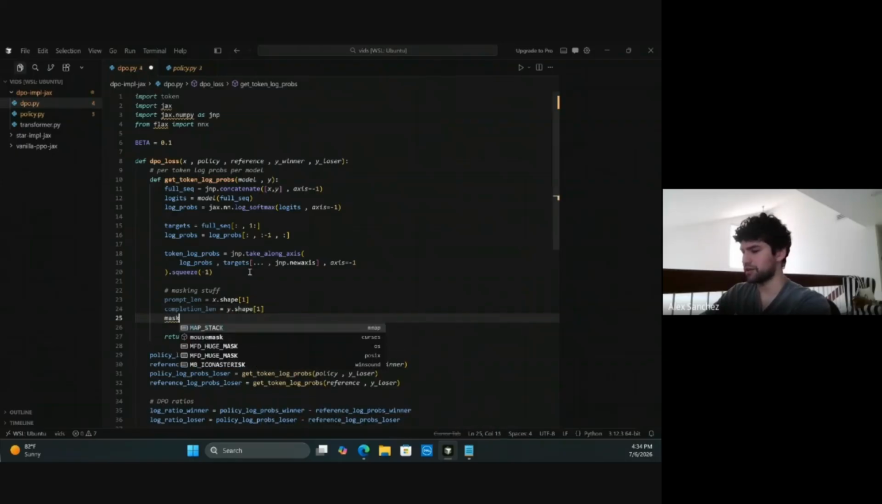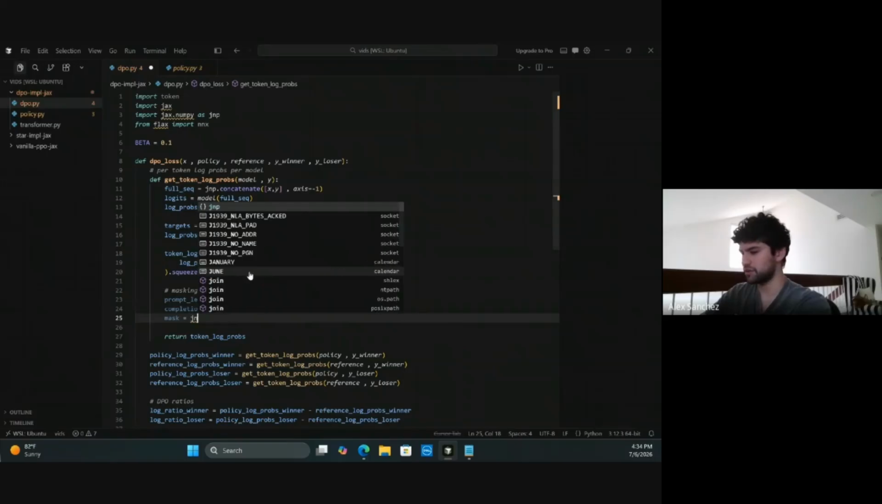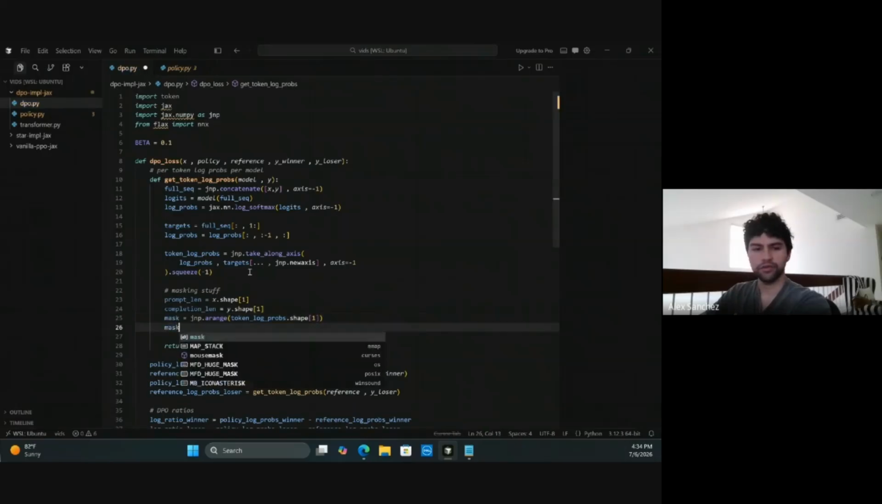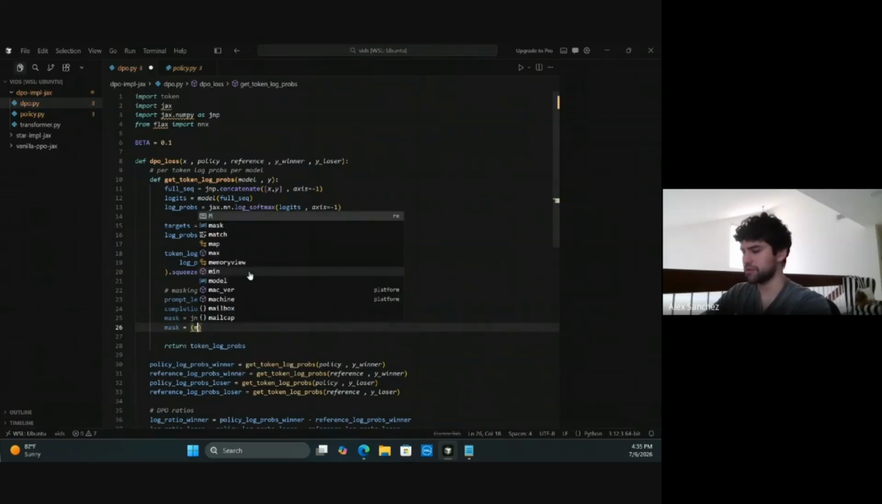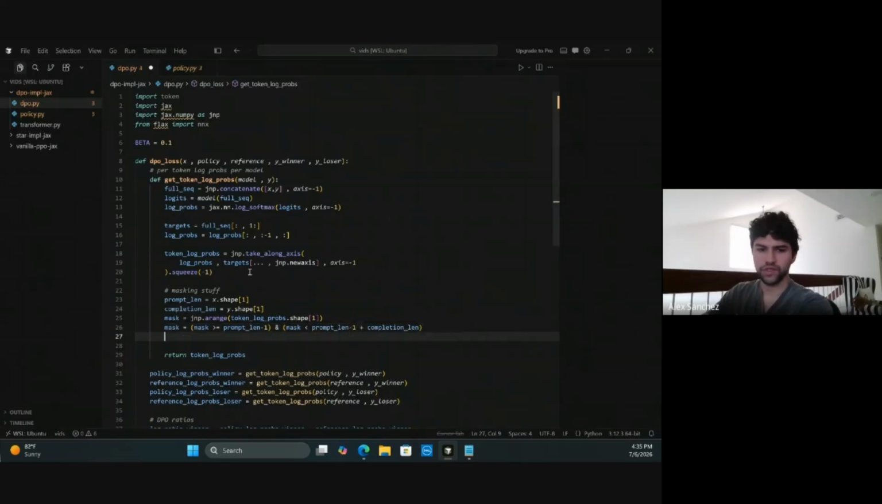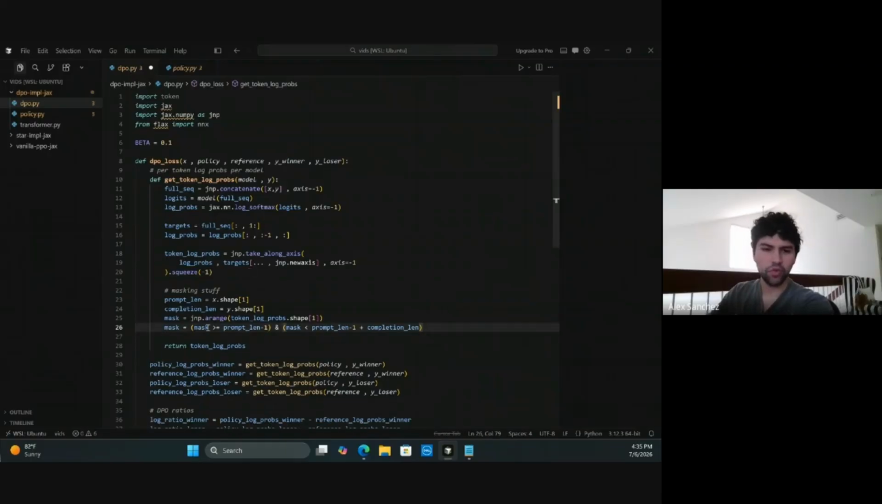And we're going to create a mask for this. We've done this kind of setup before. Now we're going to get the shape of token log probs. What we're going to do is set our mask equal to wherever the mask is greater than the prompt length minus 1. And so we return this with the mask, basically.